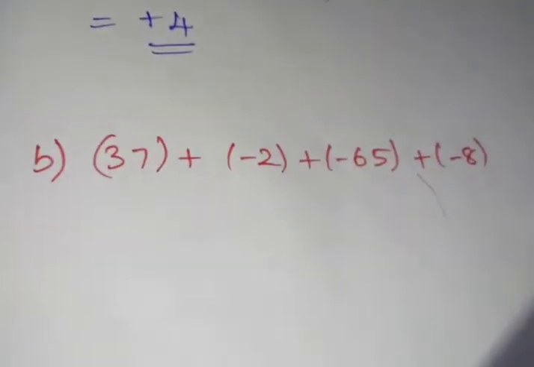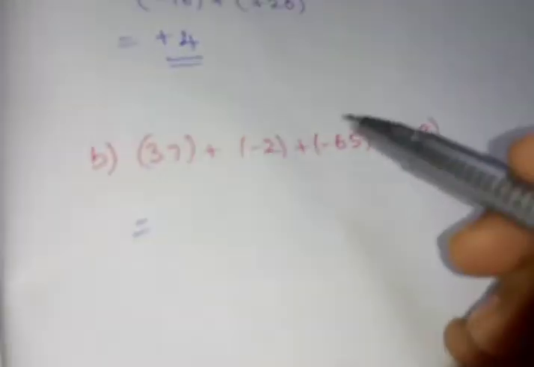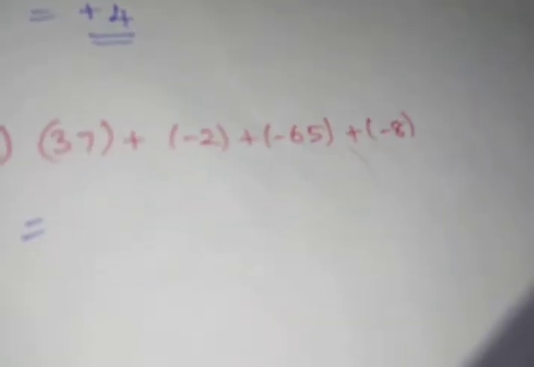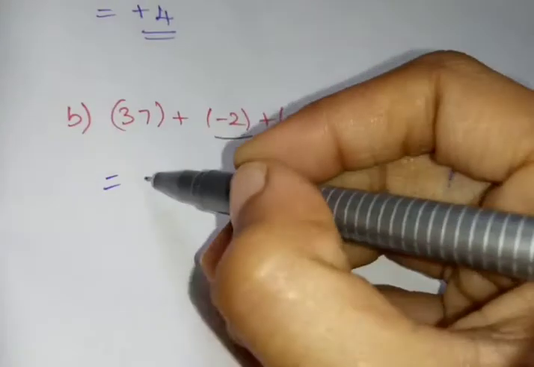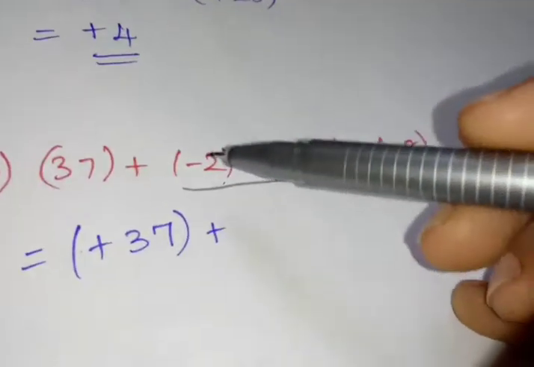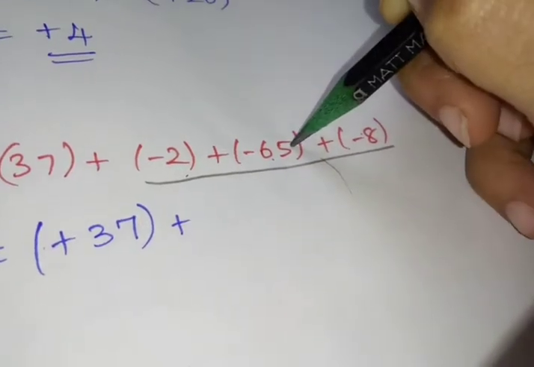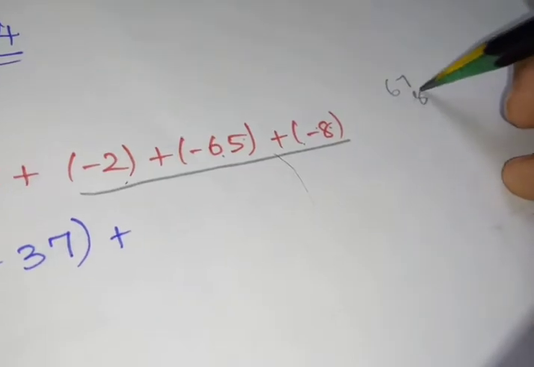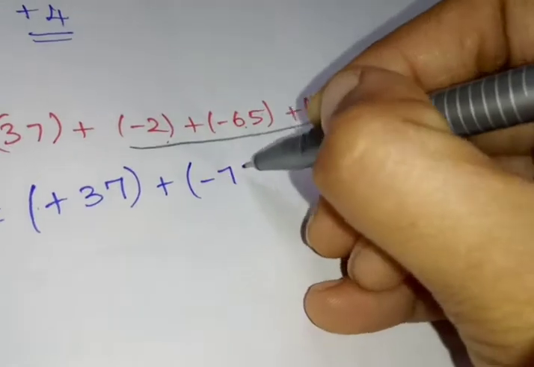Okay. Next, B subdivision. In this, listen, this one and this one, these three are same sign. So can we add all the three together? Yes. So 37 you can keep 37, you can write plus 37. Okay. Plus, see, all the three are same sign. So 2 plus 65, 67. 67 plus 8, 75. So minus 75.